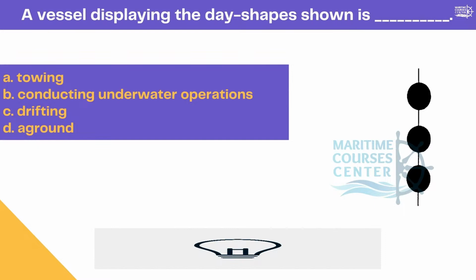A vessel displaying the day shape showing is. We have here the day shape showing and we want to choose the right answer. A. Towing. B. Conducting underwater operations. C. Drifting. D. Aground.